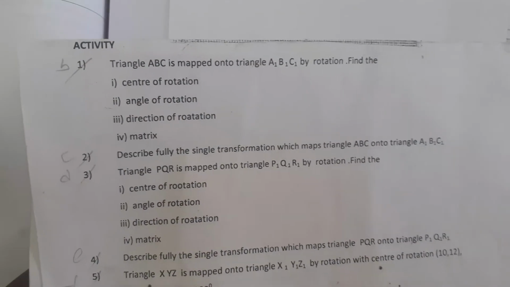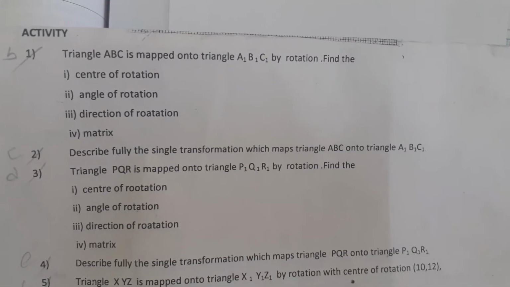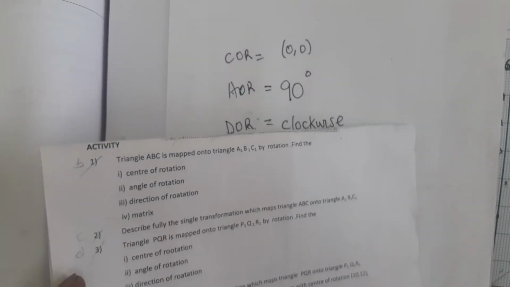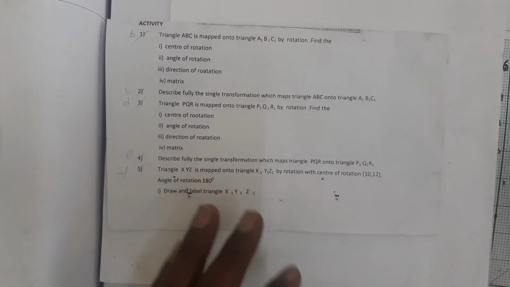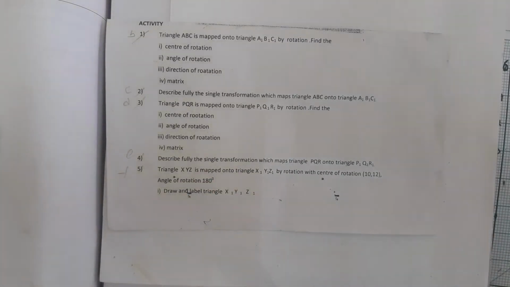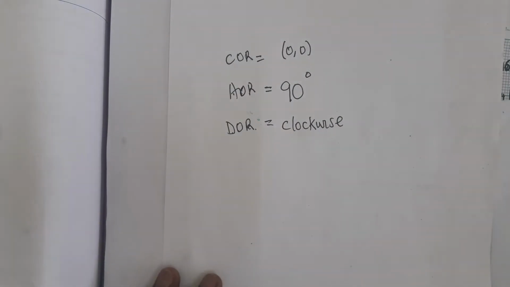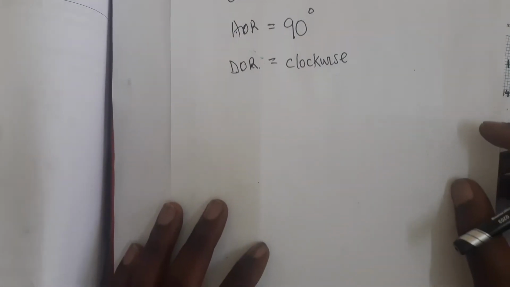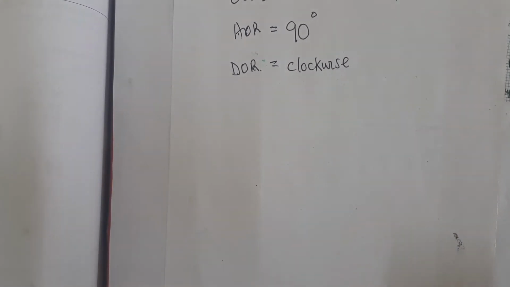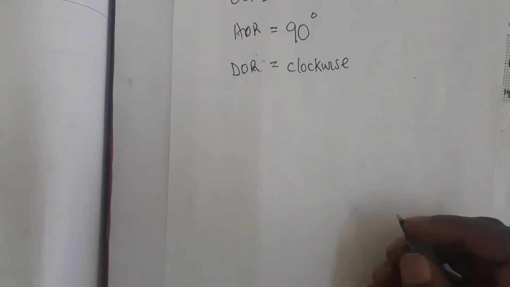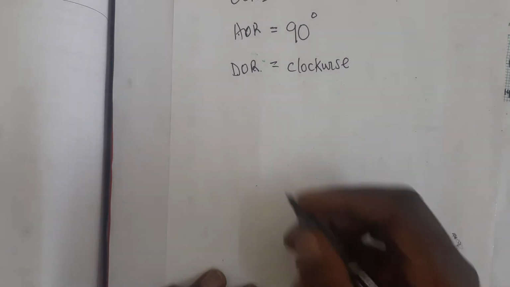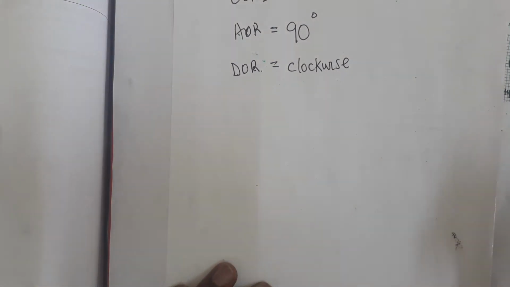Okay, so our next question is what? Find the matrix. Find the what? The matrix. Okay, so to find the matrix, this is what we are supposed to do. We first get the coordinates, okay? We first get the coordinates of the... We are going to deal with 3 matrices, okay? We are going to deal with 3 matrices.